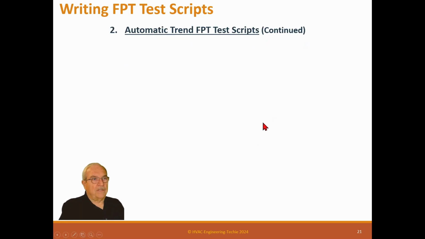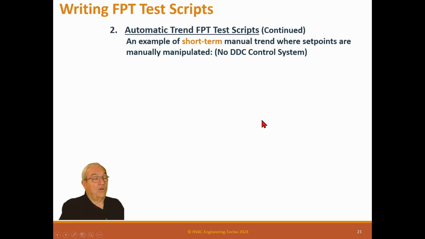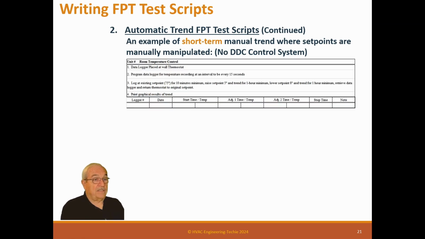Okay, so now a test script, continued for short-term. An example of a short-term manual trend where set points are manually manipulated, no DDC control system. So let's say you have a job that has programmable thermostats and they want you to test that. Well, you do it with a data logger. You take a temperature and humidity data logger and you put it right at where the thermostat is. And then you do this. This is a data logger. Place the data logger near the thermostat.